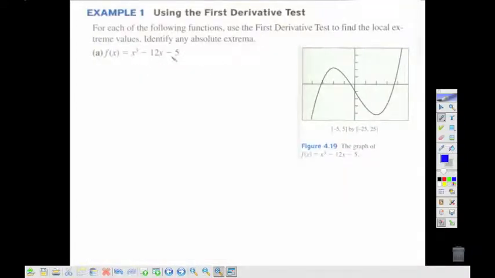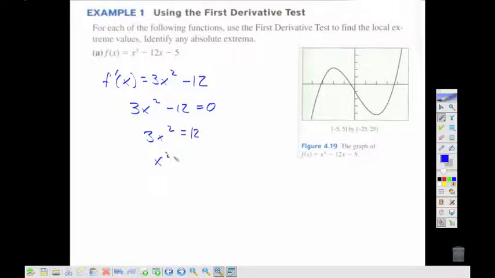So using the first derivative test, we're going to start with our function and find the derivative. We then take that derivative and set it equal to 0. Now we also notice that there is nowhere that it does not exist. It's continuous. And so we end up with x squared is equal to 12 over 3, or x squared is equal to 4, x is equal to plus or minus 2. So those are our only possible values.